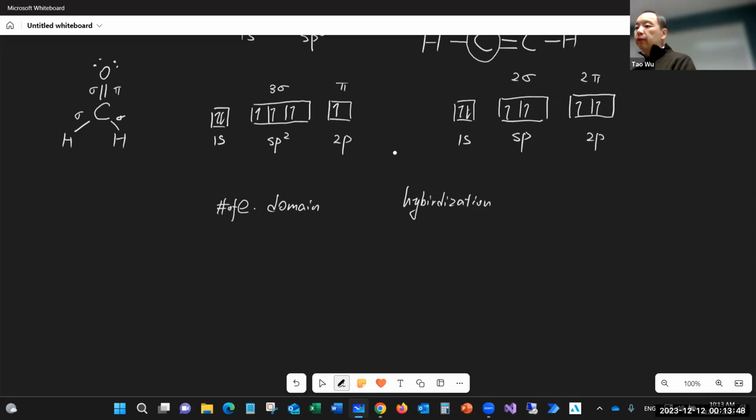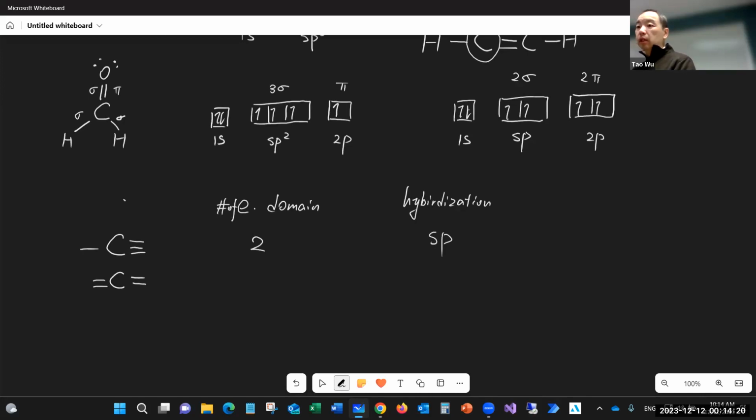For example, if we have a 2 electron domain, so what does that mean? 2 electron domain just like this. If we have a central atom, central carbon, and they have one double bond and one single bond, or one triple bond, or 2 double bonds, then this has a 2 electron domain, right? This has 2 electron domains, then that's going to be sp hybridization.